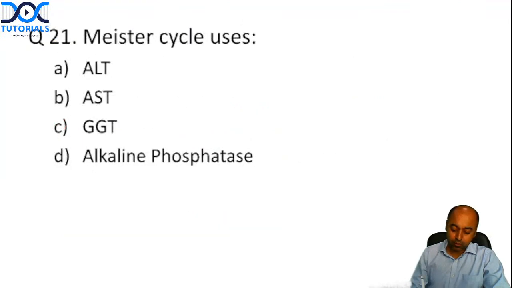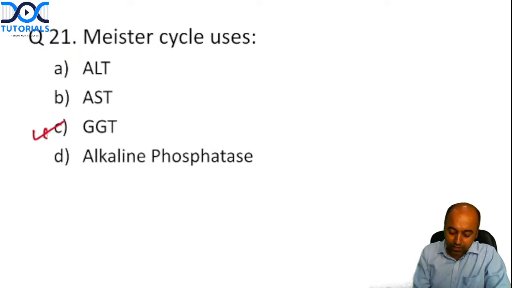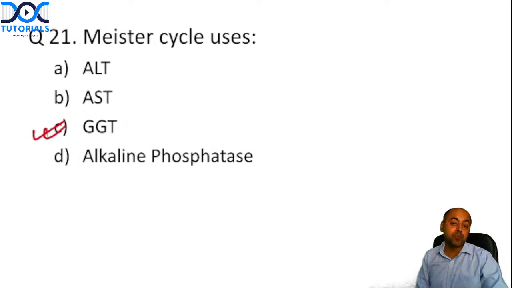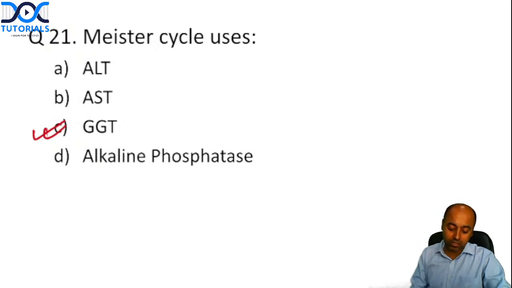Okay, moving to question 21. I just told you, the Meister cycle is used for transport of amino acid, and here the enzyme which is involved is the gamma-glutamyl transpeptidase. Gamma-glutamyl transpeptidase is a part of the Meister cycle involved in transport of amino acid across the membranes.